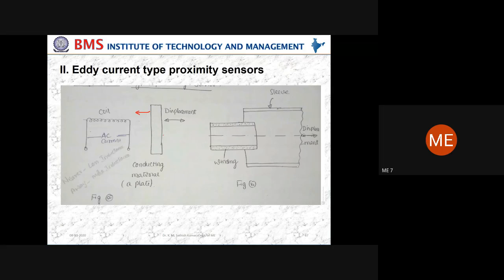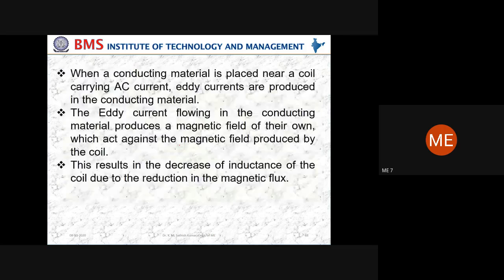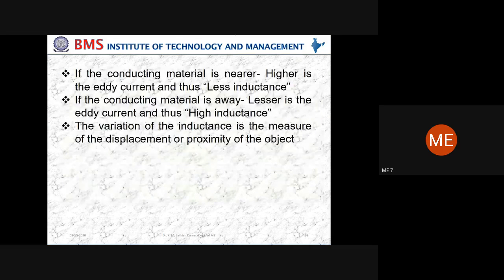And if you move this conducting material away from the sensor, the amount of eddy current generated is going to be lesser, because there will be more inductance. Therefore, you correlate with the inductance value: less inductance when the conducting material is nearer and more inductance when the conducting material is away. Now, this nearness and awayness is nothing but how close the target is to the sensor. That is about the eddy current proximity sensor.